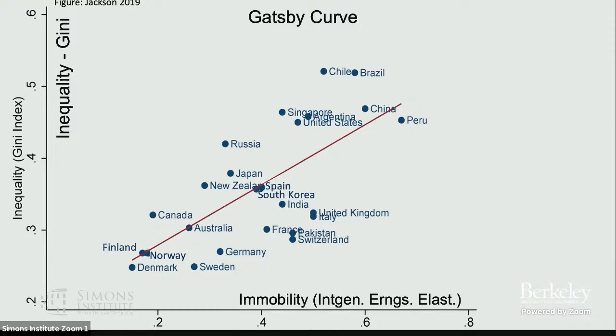So if things are fair, you should see pretty much zero correlation between parent and child income. If things are unfair, the parent's income determines the child's income. And then on the other axis here is the Gini index of inequality.